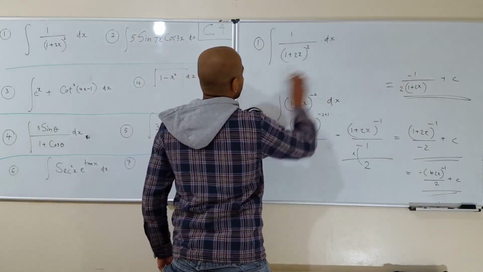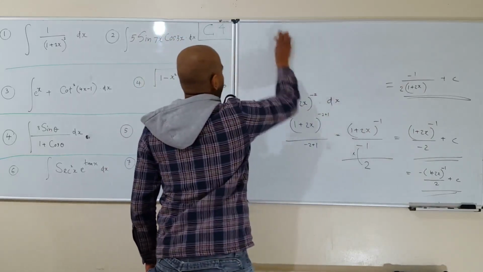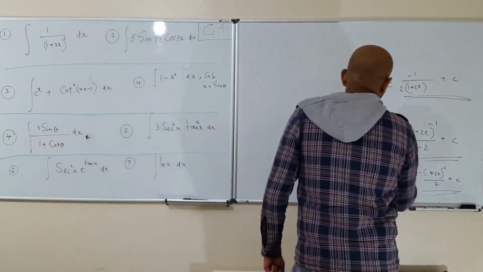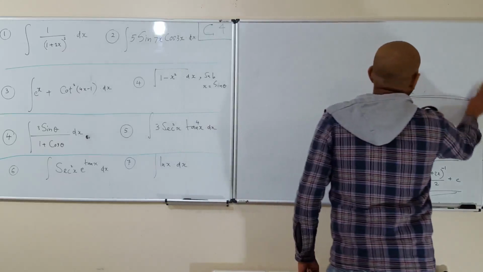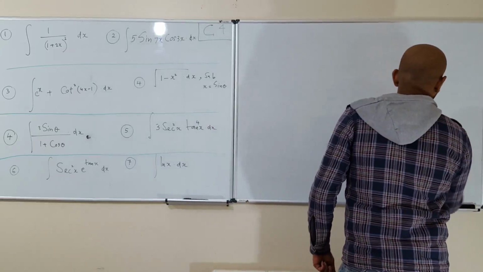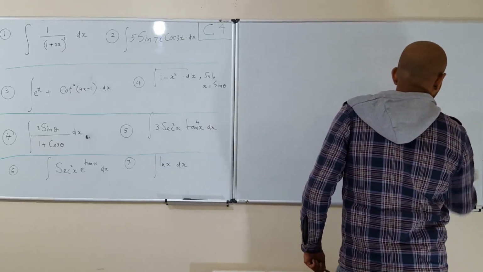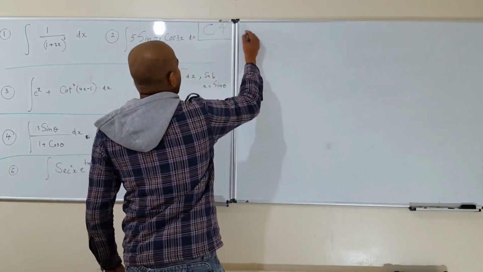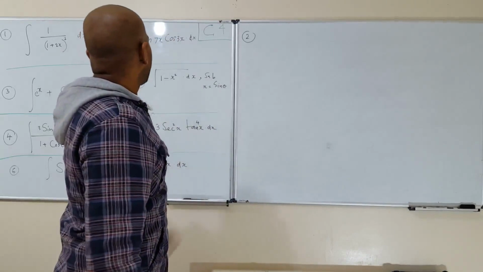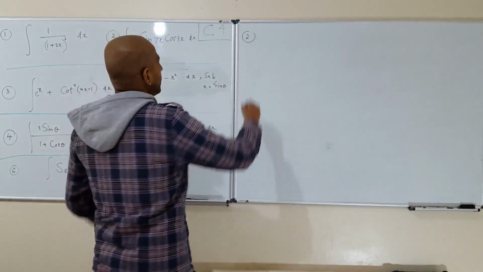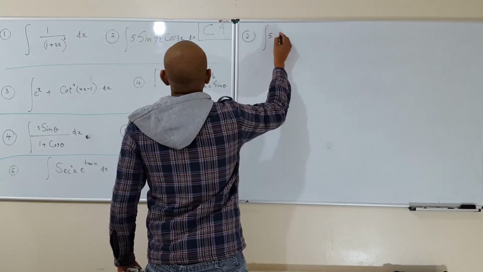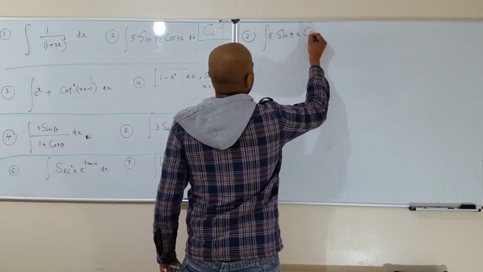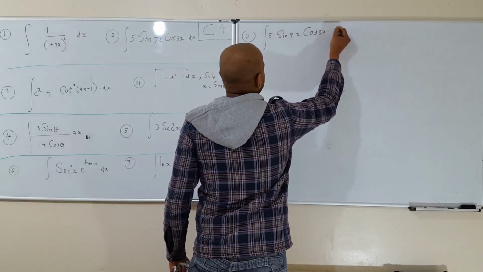Okay, so let's go to the next question. All right, question number 2. It's a trigonometric expression. They say integrate 5 times sine 7x plus cos 3x dx.